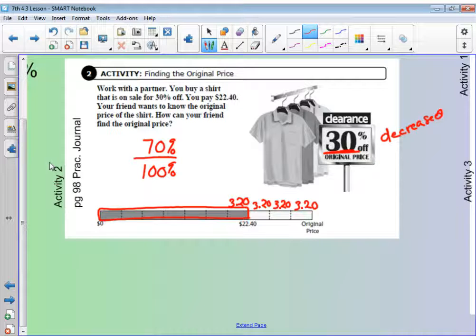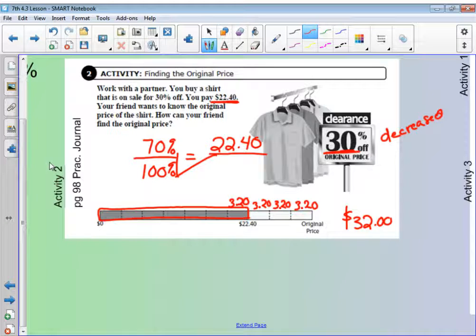Okay, so then here's where it gets tricky. My $22.40, that was my sale price, right? So my sale price is on the top. That's where my discounted amount was. Now I can cross multiply, divide. So if I do 22.40 times 100 and then divide that by 70, it gives me $32.